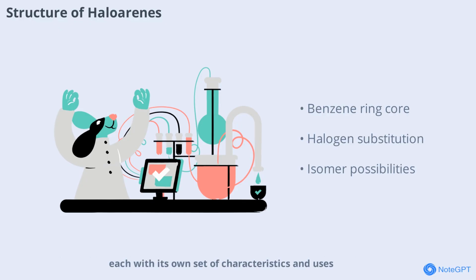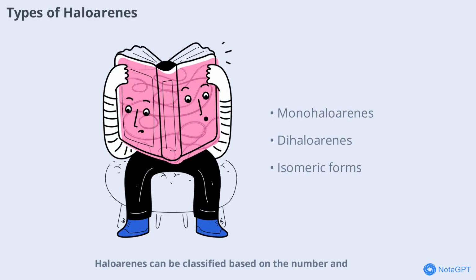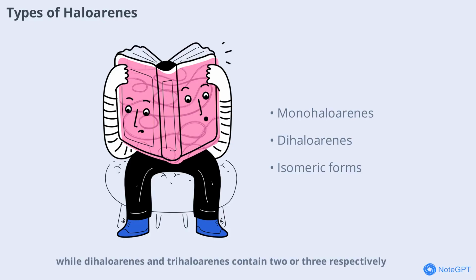of characteristics and uses. Haloarenes can be classified based on the number and position of halogen atoms attached to the aromatic ring. Monohaloarenes have a single halogen atom, while dihaloarenes and trihaloarenes contain 2 or 3 respectively. The position of these halogens, ortho, meta, or para, also leads to different isomers. Each type exhibits distinct physical and chemical properties, which are important in both laboratory synthesis and industrial application. Recognizing these types helps in predicting their reactivity and potential uses.